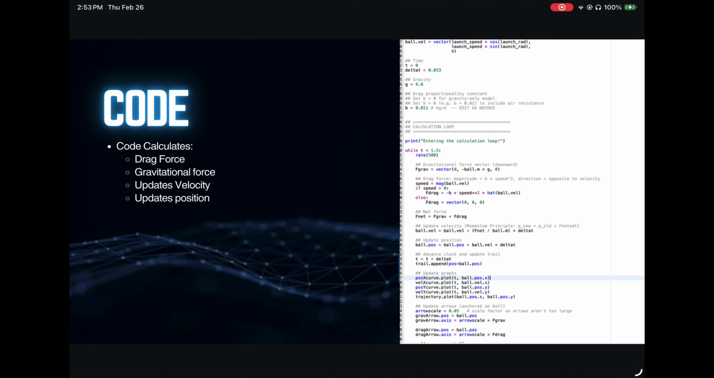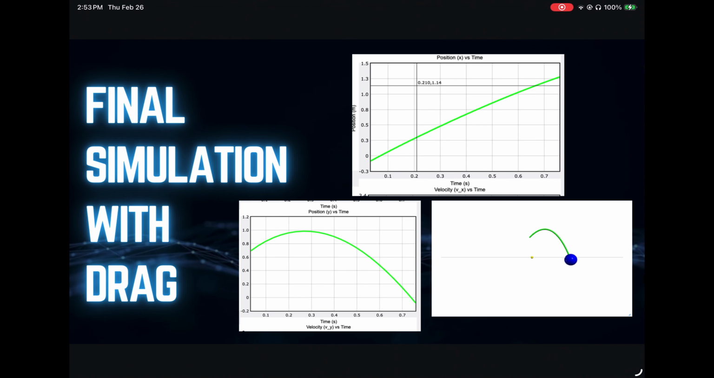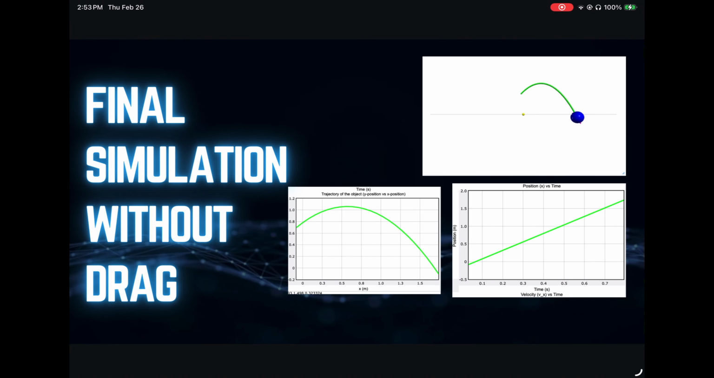So the final simulation with drag gave these graphs in this simulation. The final simulation without drag gave these graphs in this simulation. There's not much of a difference if you're just looking at it straight on, but there is a comparison model that will show you that there is actually a very significant difference.